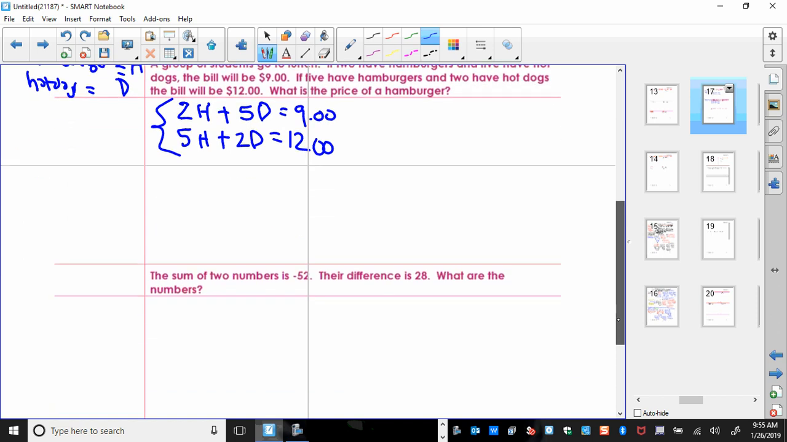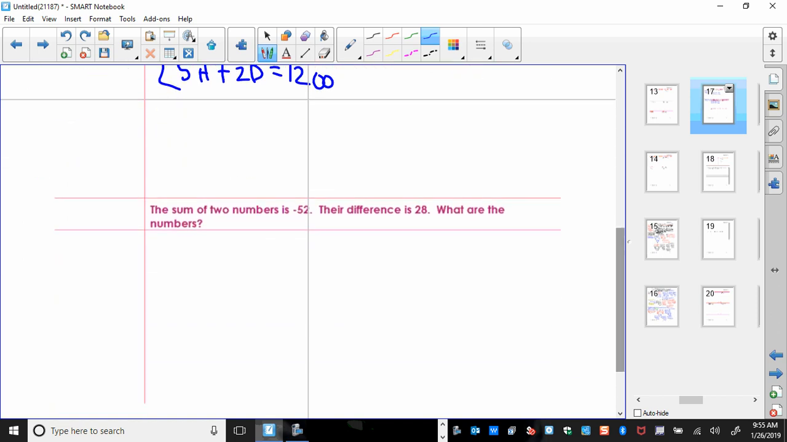Lastly, the sum of 2 numbers. The sum of 2 numbers is 52. The difference of 2 numbers is 28. So what are my 2 numbers? We'll call them X and we'll call them Y. Okay, so this is a sum, and this is a difference.